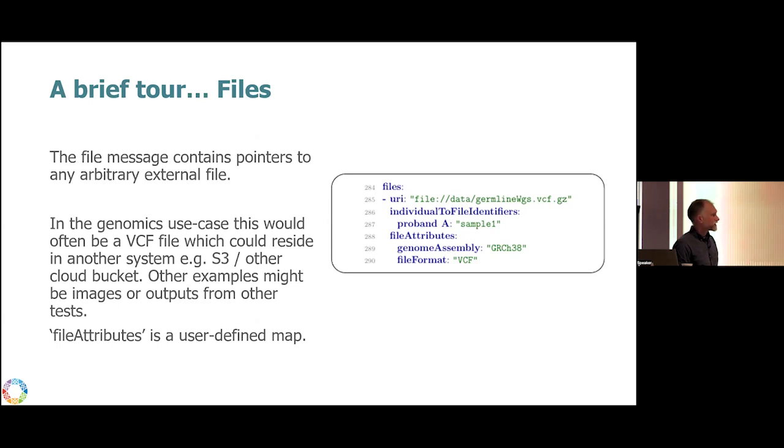The file attributes here are a free text map of key values. It's really up to you how you want to use them, but we do have a recommendation for when you're using VCF files and genomic analysis that you actually put the genome assembly and the actual file format, because it's going to be quite important. You can't always tell what the genome assembly is based on the information you have in the VCF file. If you have the wrong assembly, this is very wrong data.